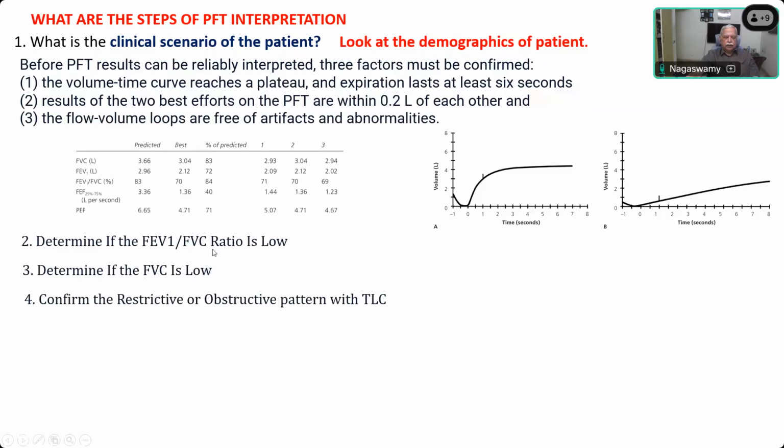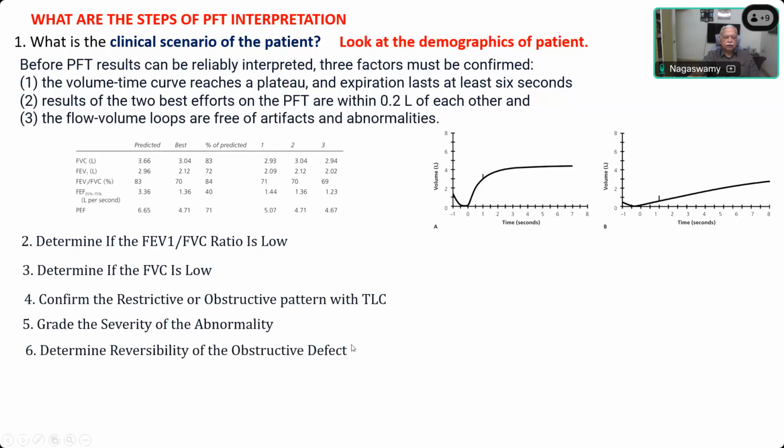So in conditions where this is very low, there is an obstruction because the patient is not able to exhale. Normally 83% of the vital capacity, he should exhale in the first second itself. That is what is called the forced expiratory volume in 1 second. If he is not able to do that, that means there is an obstruction to the flow. And then grade the severity of the abnormality: mild, moderate, severe, very severe. These are the 4 grades that you can grade it based on this value.